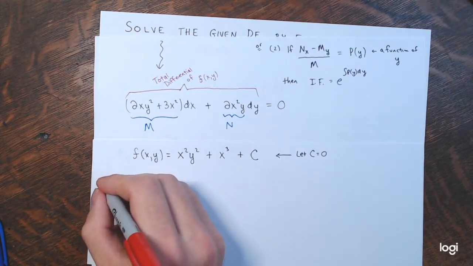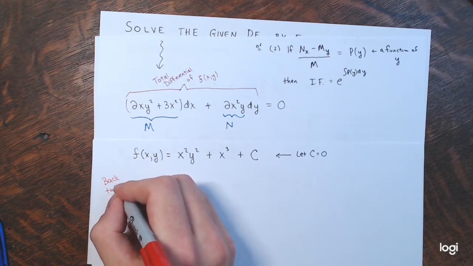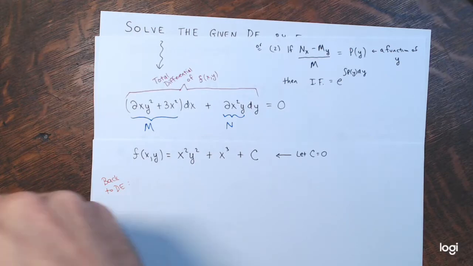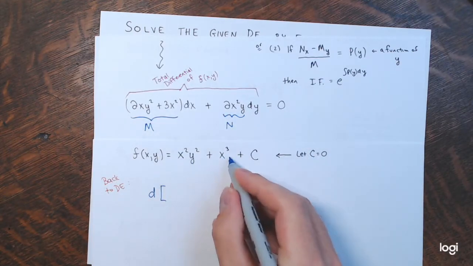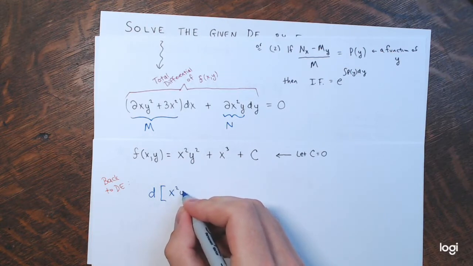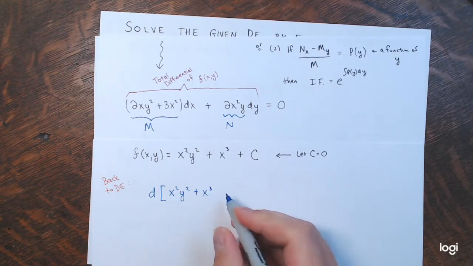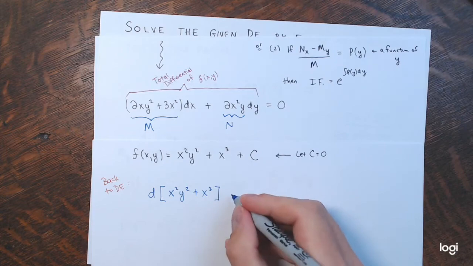Going back to the differential equation now, back to dE, the left side is the total differential of this expression, right? Of x squared y squared plus x cubed. Again, plus some constant, but when you take the differential, it's just going to be 0 anyway, so we don't need to write it. Then the right side is 0.